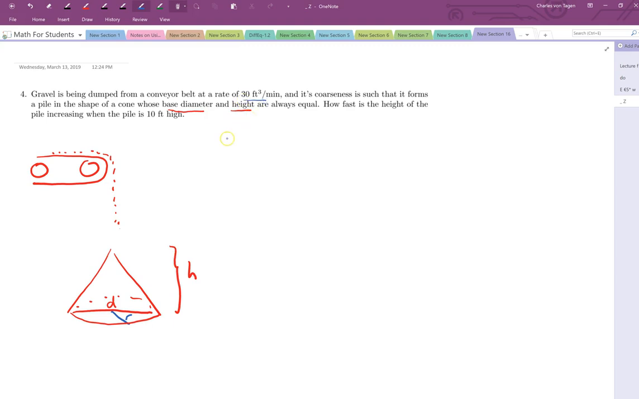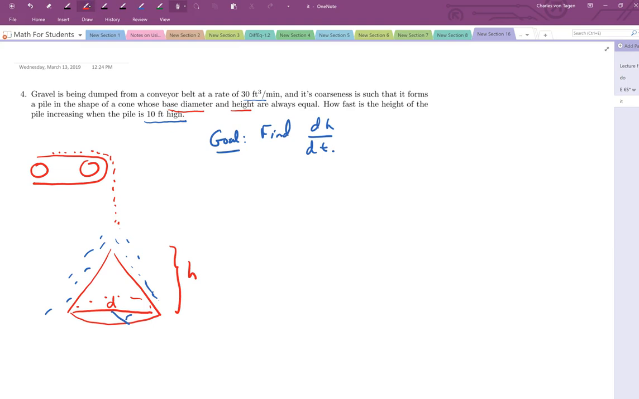As you're dumping off 30 cubic feet per minute, that's a lot of gravel, you're going to form a pile very quickly, and it's going to change its height very, very quickly. But as that pile gets larger, the new bits of gravel fall along, and you're forming a larger and larger cone, it starts to rise less quickly. So the question is, specifically when the pile is 10 feet high, how fast is h changing? That is, our goal is to find dh/dt.